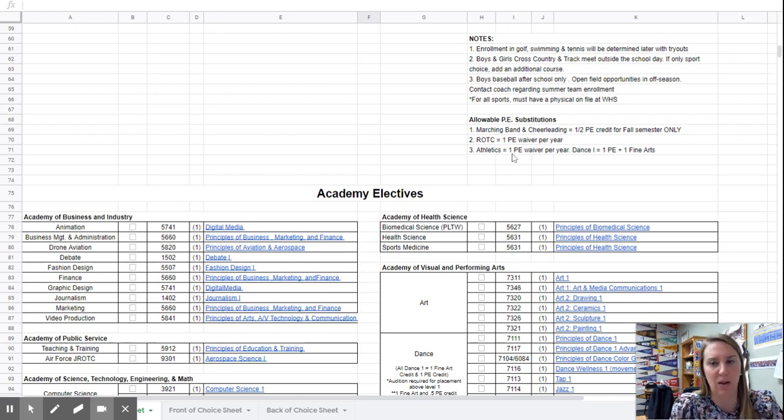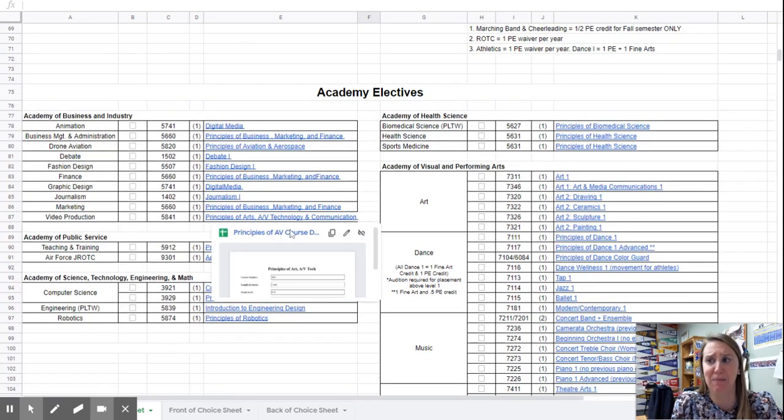So athletics, 1 PE per year, and dance 1. This is a good bang for your buck. We'll talk about more. If you take a level 1 dance class, we give you not only a year of PE, but we give you a year of fine arts, which everybody has to have 1 year. So for 1 course, you get 2 of your graduation requirements done. So that's a really awesome deal.